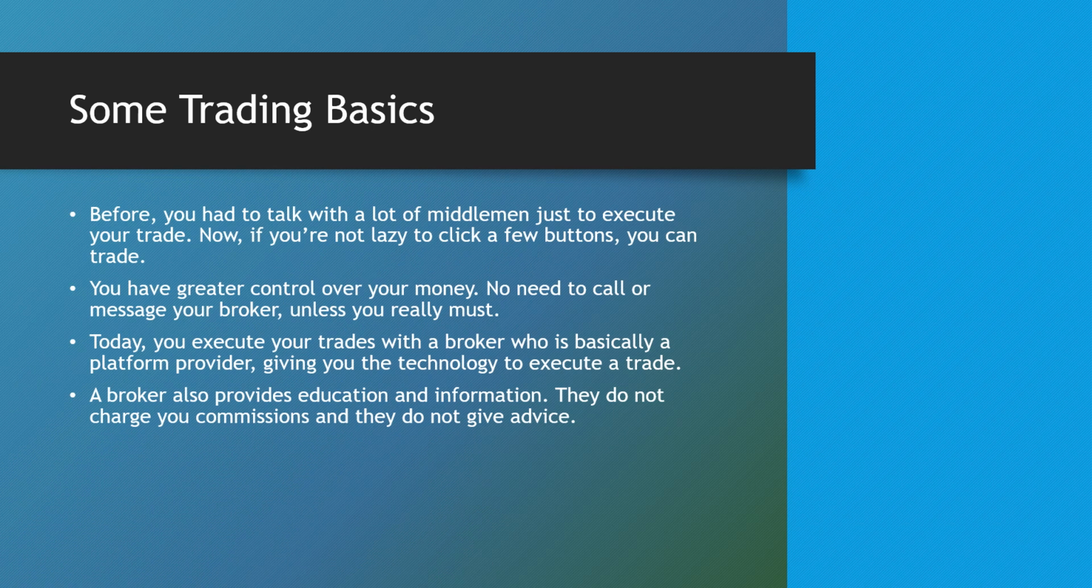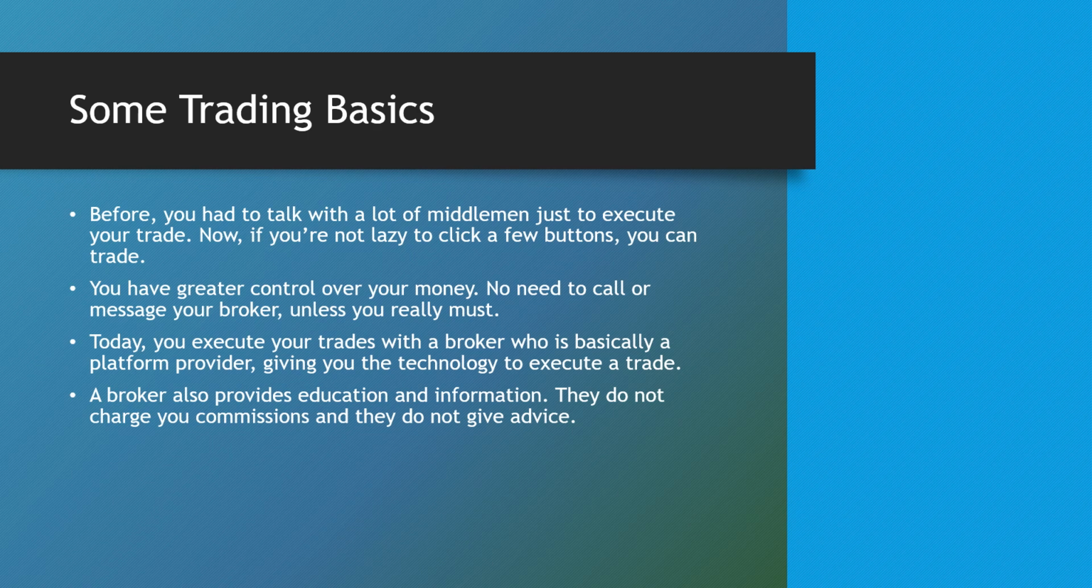Before, you had to talk to a middleman. You had to call your stockbroker on the phone, listen to him, you had to deal with him, and then he would write up your trade and he would send it over to the wire room, and the wire room would send it down to the floor, and somebody would execute it at the floor. Today, if you're not lazy, you can go on your online platform, click a couple buttons, your trade is done, the asset's yours, and you're out of it.